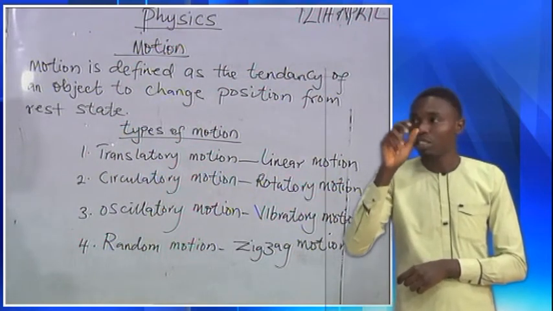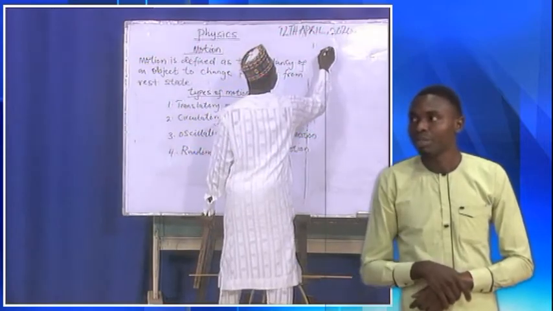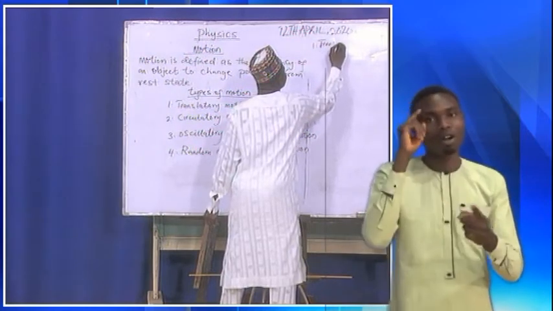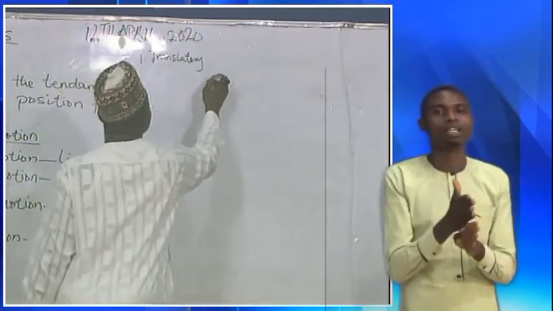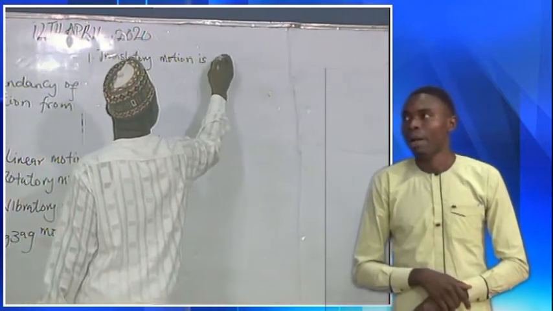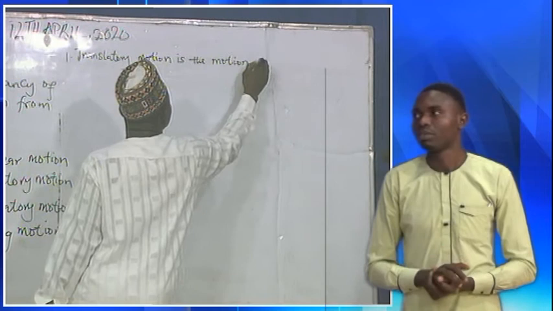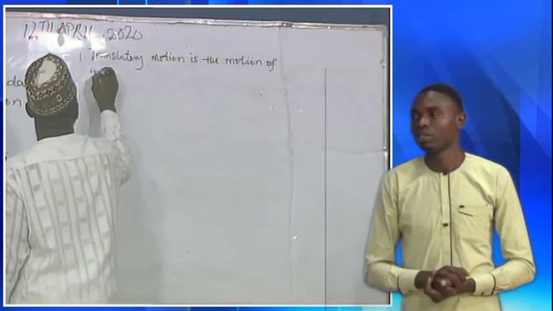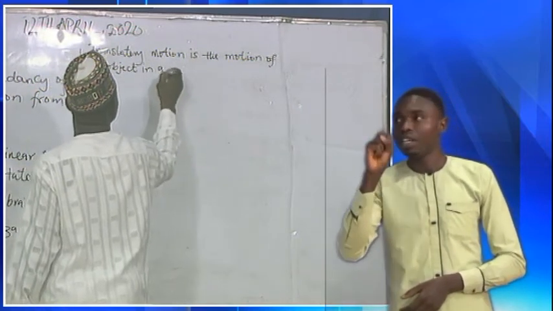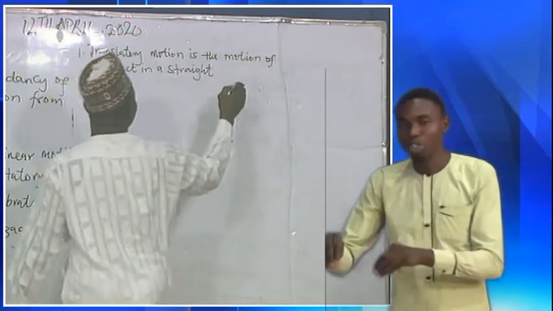Translatory motion or linear motion is the motion of an object in a straight line. Translatory motion is the motion of an object in what? In a straight line or direction.